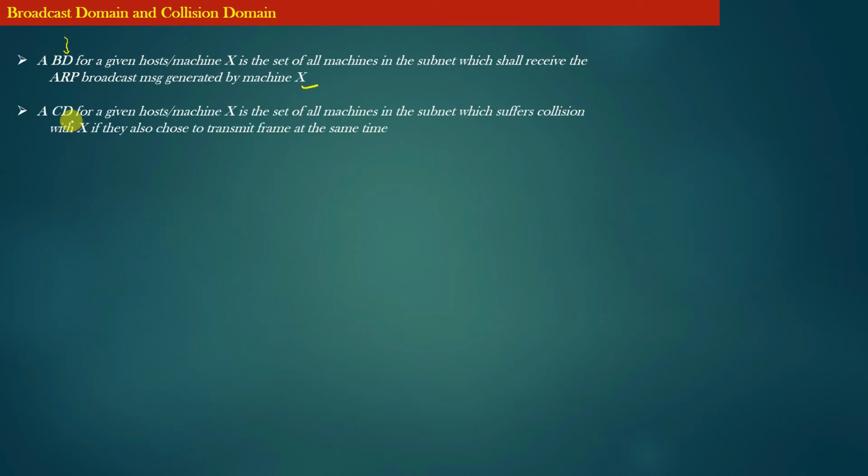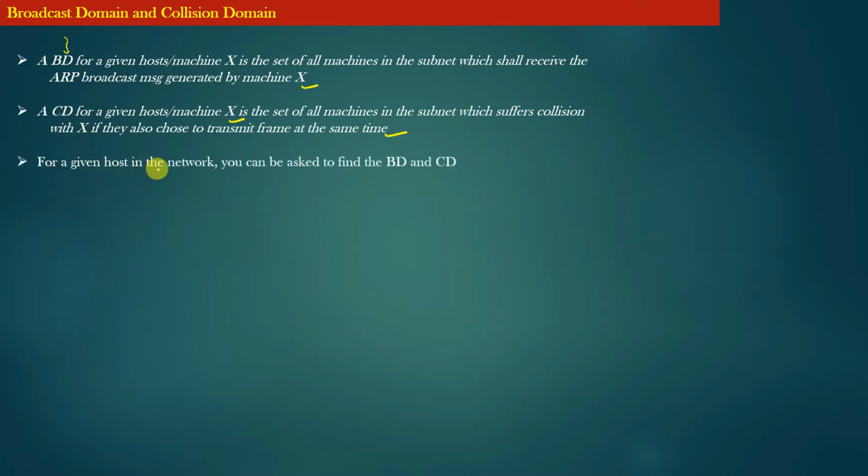Then collision domain. A collision domain for a given host or machine X is the set of all machines in the subnet which suffer collision with X if they also choose to transmit a frame at the same time, right? So we will try to understand the concept of broadcast domain and collision domain with the help of an example.